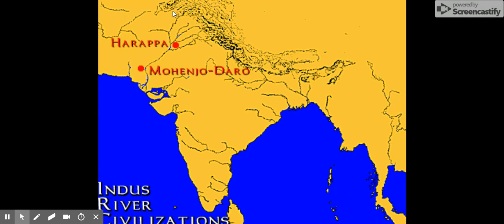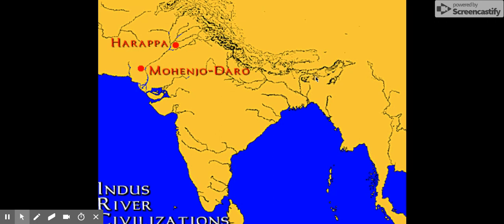Now, to the west, you have these other mountains called the Hindu Kush. These are in Pakistan and Afghanistan. To the west of India, you have Afghanistan and Pakistan. So you have mountains on both sides of ancient India. What that's going to do is it's going to make India a subcontinent.